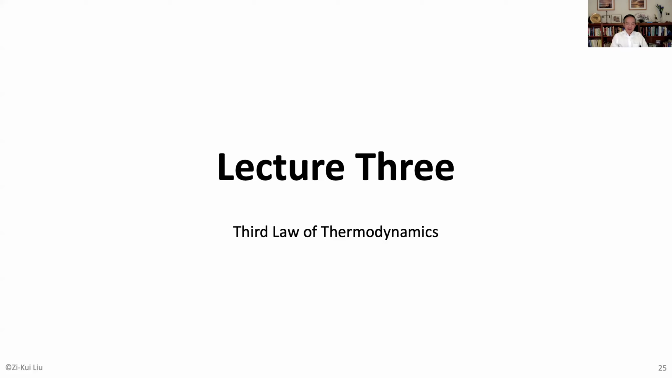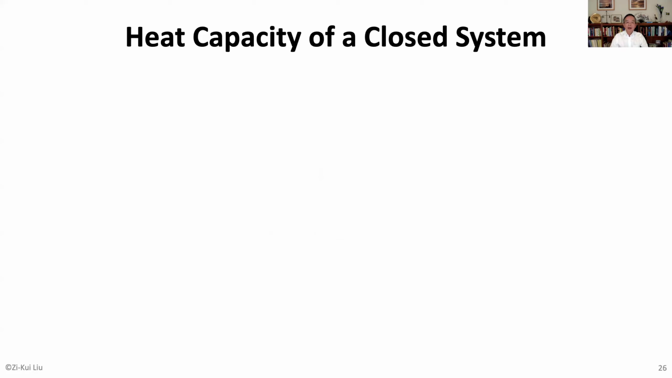Lecture 3, third law of thermodynamics. This one is about how we calculate or measure entropy. So we have to introduce a new concept called heat capacity of a closed system. Remember, closed system means there's no exchange of mass between the system and its surroundings.